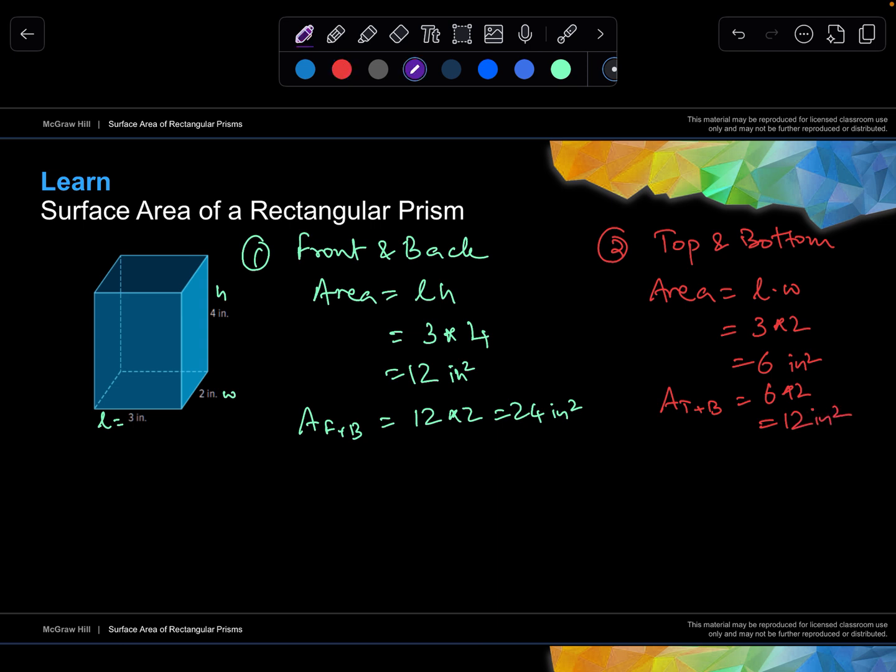And then my third set is the left and right sides. Area in this case, because it's this side that I'm talking about, is going to be width times height, which is 2 times 4, which is 8 square inches. So the area of left plus right is 8 times 2, 16 square inches.